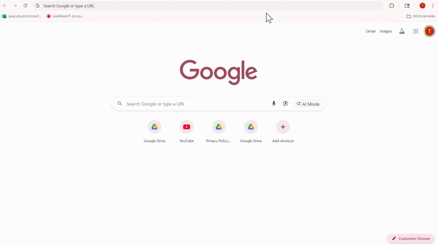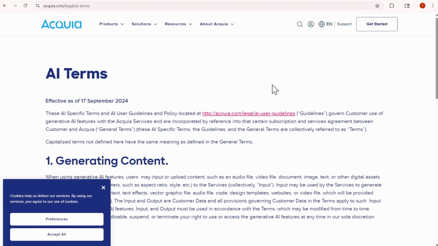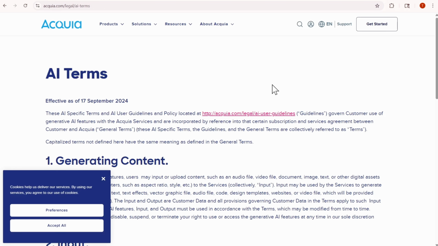Today's review is going to be on some AI terms. So we're going to look at the impact of privacy on these terms. There's lots of different legal factors that go into artificial intelligence, one of which is privacy.